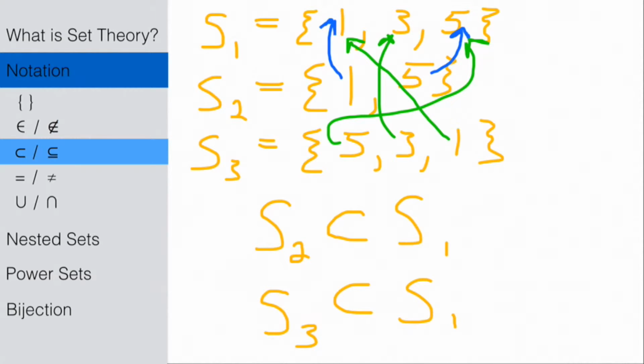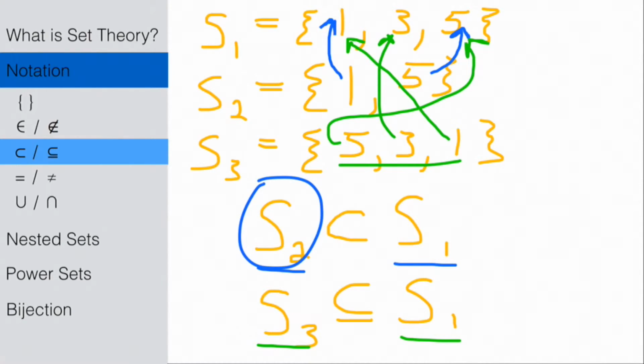But to distinguish between these two types of subsets, because look, S3, every element is represented in S1 as well. So how you should write this is with a line under it, which basically means that, yes, S3 is a subset of S1, meaning that all of the elements in S3 are in S1. But without the line under it, in this case, S2 is a proper subset of S1, because while all of the elements in S2 belong in S1, not all of them are represented.